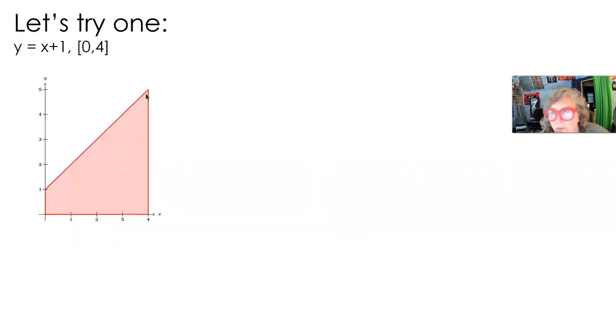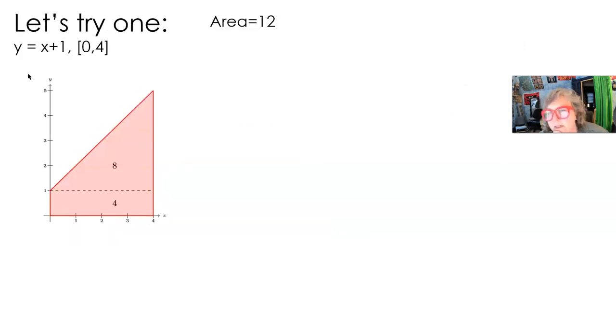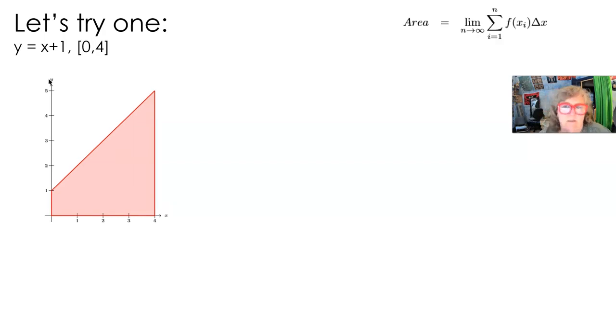Let's do an example. Now, you and I both know that this area is 12, but we're going to forget that for now and pretend we don't know that. So the area is the limit, and I just regurgitated the formula: i goes from 1 to n, f of xi, delta x.